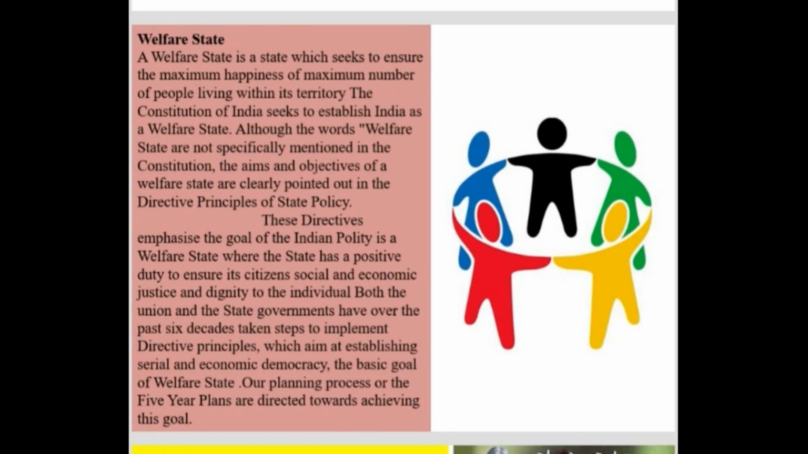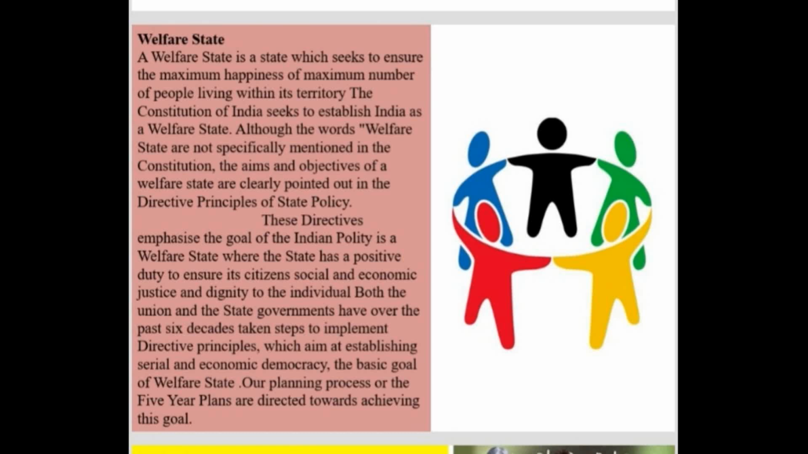And in India, for the past 6 decades, the governments have been working relentlessly to implement these directive principles, so that finally they can achieve the goal of a welfare state. A welfare state will definitely have maximum people with maximum happiness. And people will be maximally happy when they have all this social, economic and political justice, along with the basic needs and the dignity of the individual. If all these things are covered, then the people will proceed towards a welfare state.